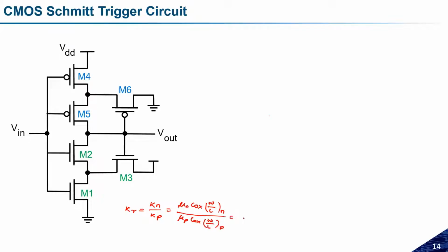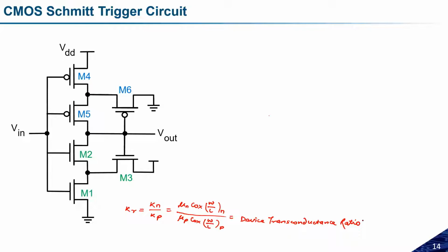So this is what we call the device transconductance ratio. Basically, transistors M3 and M6 are utilized to change the device transconductance ratio. Now the question is how they are changing the device transconductance ratio. So let us try to understand what happens.